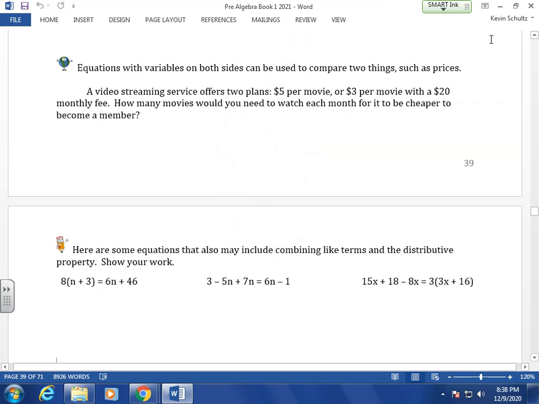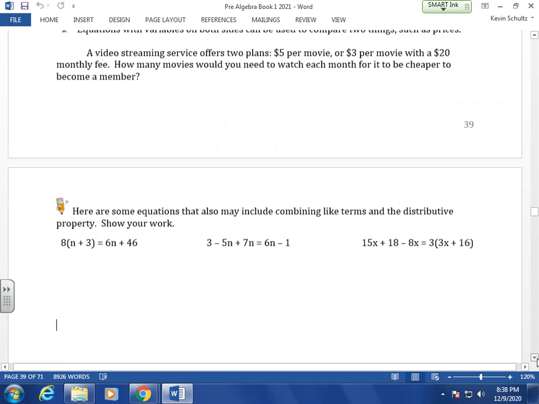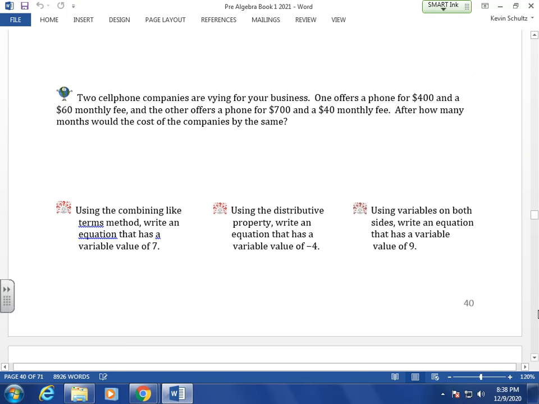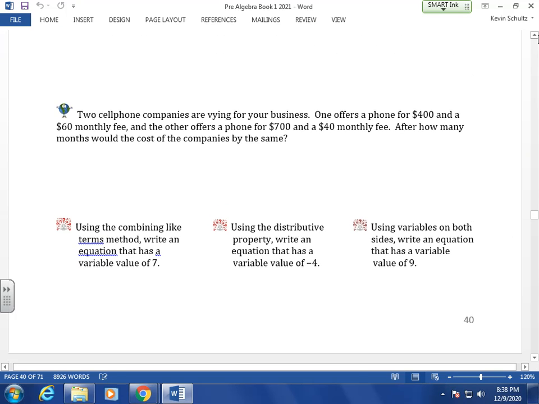There's another word problem further on down the line here. I know you're probably getting antsy and anxious to practice this on your own, so one more to talk about here. It says two cell phone companies are vying for your business. I'll go with whichever one has the flip phone. But one offers a phone for $400 and a $60 monthly fee. The other one offers a phone for $700 with a $40 monthly fee. For how many months would the cost of the companies be the same?